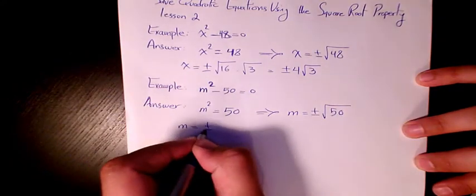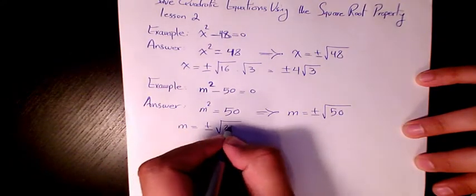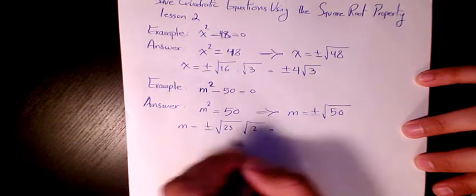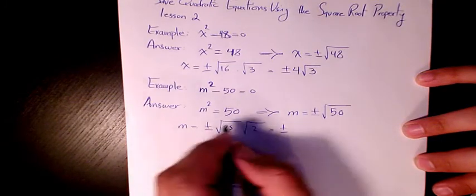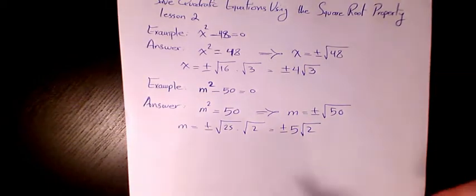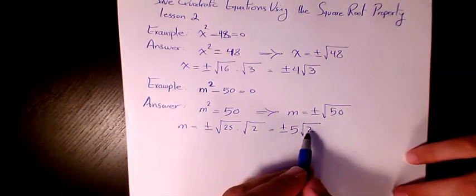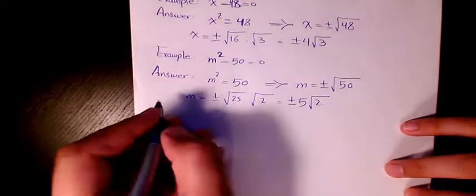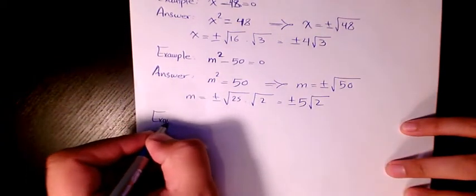50 is going to be 25 times root 2. That's going to be plus or minus the square root of 25, which is 5. It's going to be 5 root 2. So m will be equal to plus or minus 5 root 2.